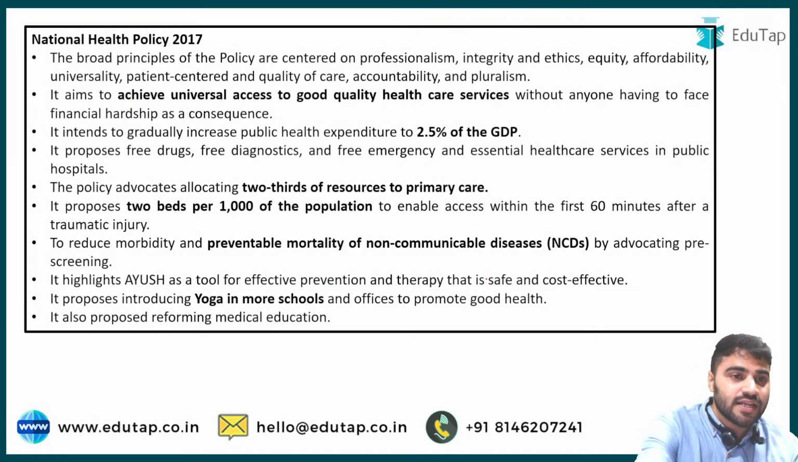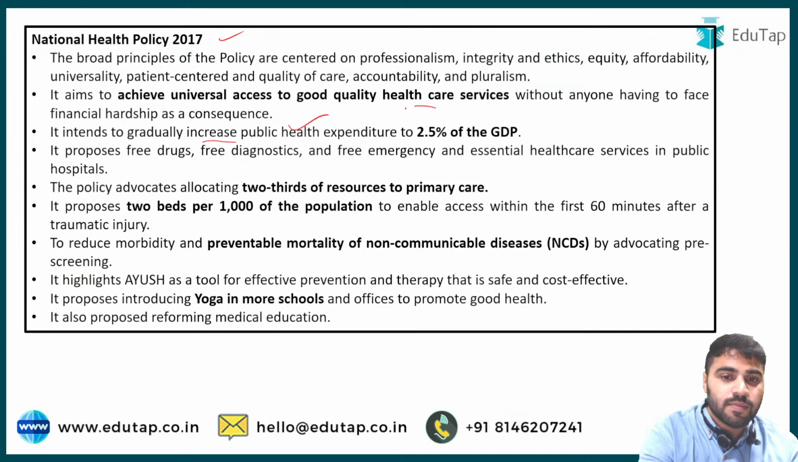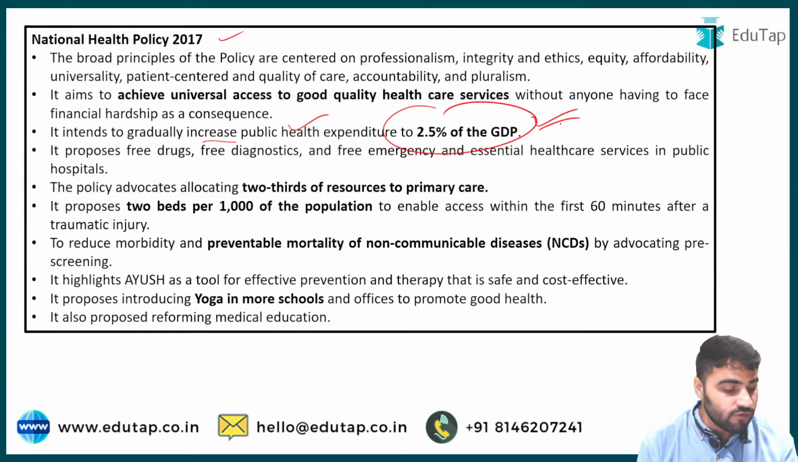So National Health Policy 2017, here you can see that it intends to gradually increase public health expenditure to 2.5% of the GDP. And what is the current percentage of public health expenditure in India? Do let me know in the chat box. Tell me guys, the current rate of public health expenditure in our country.